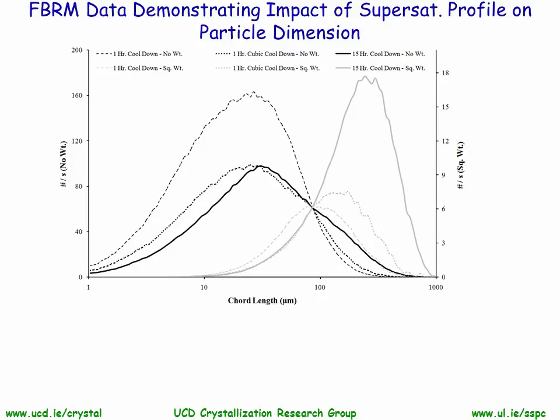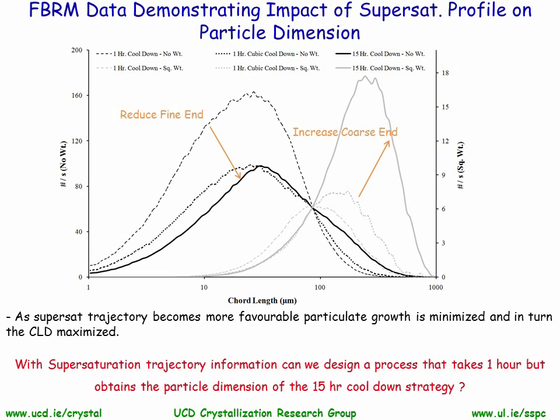So again, this is really showing the favourable attributes of combining qualitative supersaturation profiles with FBRM assessment. As we have a full understanding now of the mass balance, we can really design crystallization processes around this information. So again, this is just showing here the annotation, the reduced fine end and the increased coarse end of the chord length distributions. So what we wanted to do now was, we have a system that has very large particles, but this takes 15 hours. So can we take this information and design a process that will take 1 hour? So can we improve our cycle time while maintaining large particle size?